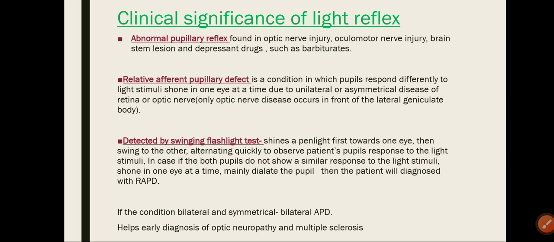Clinical significance of the light reflex. Abnormal pupillary light reflex is found in optic nerve injury, oculomotor nerve injury, brainstem lesions, and with depressant drugs such as barbiturates.